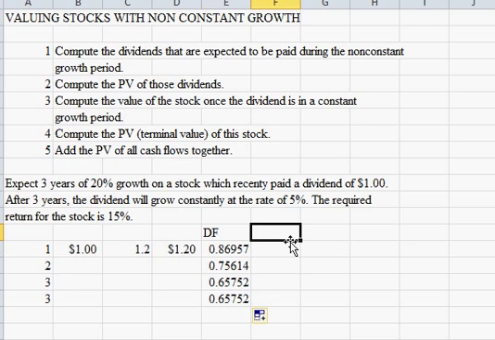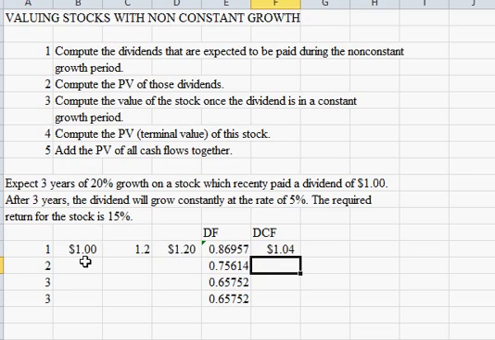And then from this we're going to get our discounted cash flow, which is what the money is worth to us today. So we're getting it back. This is what the present value is. So we're finding the present value, and then we're going to add them all together. So the $1.20 is actually worth $1.20 times 0.86957. It's actually worth $1.04.